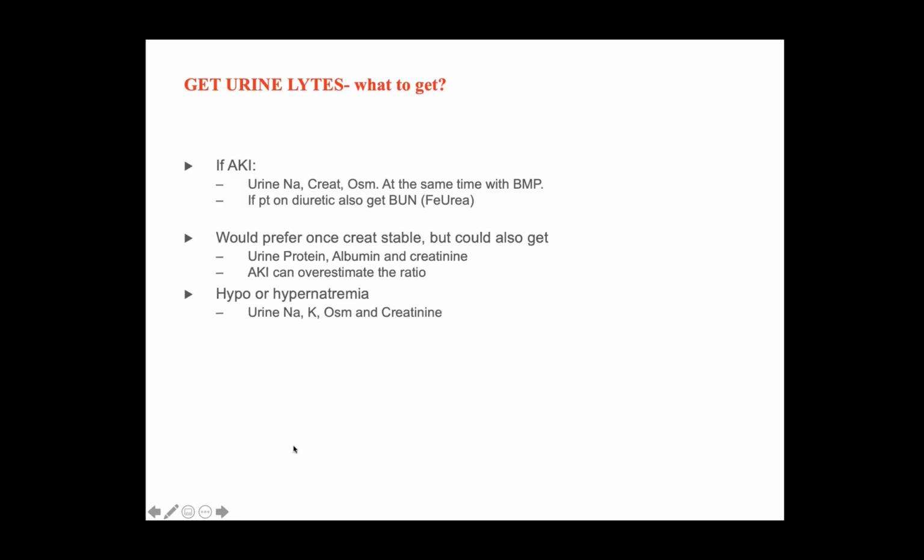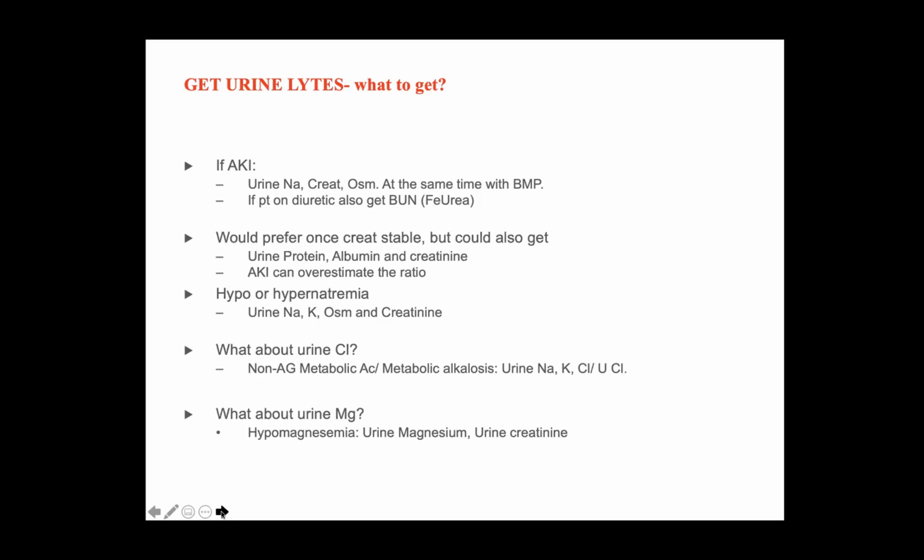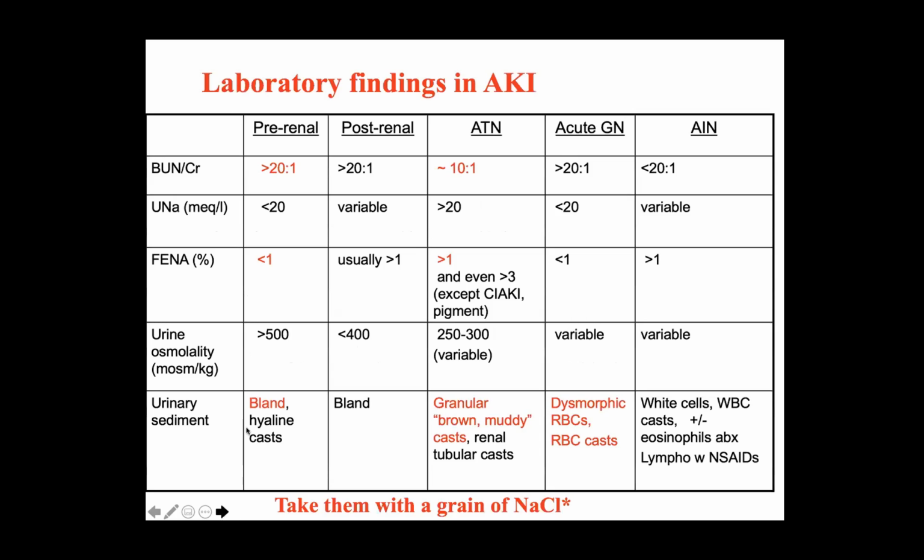For hypo or hypernatremia, again, urine electrolytes, urine osm, and urine creatinine, send them at the same time as a BMP. Urine chloride is often used to diagnose your RTAs in non-anion gap metabolic acidosis, and sometimes in metabolic alkalosis to see if they're chloride sensitive. And for hypomagnesemia, you can send some urine mag. But remember that these tests, you have to interpret in the right clinical setting and not just go by those numbers. When you see urine tests, you want to make sure that it was done before fluids were given, or was it done right after Lasix was given, so make sure you interpret in the right setting.